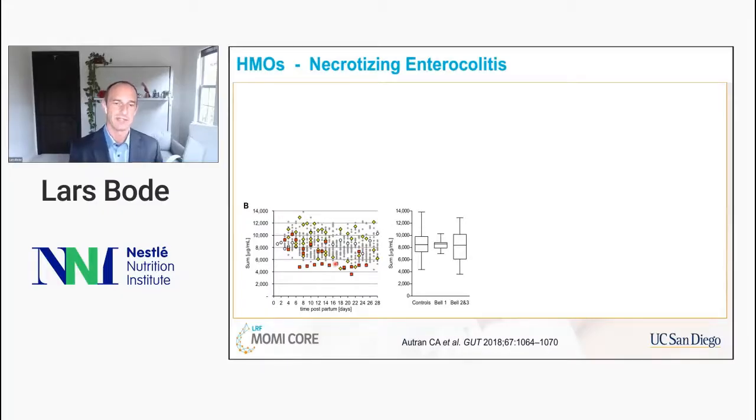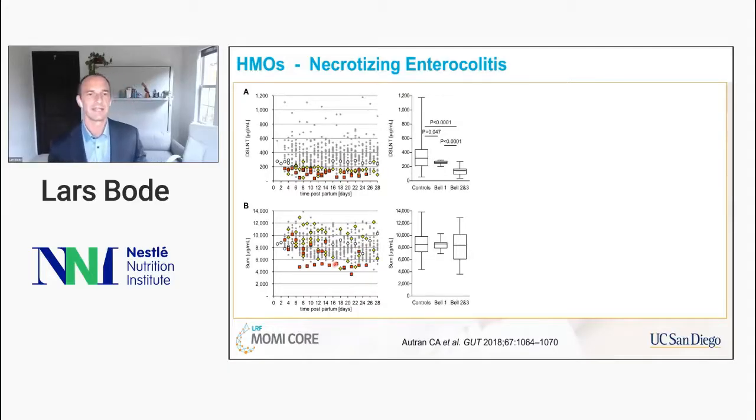The hypothesis was that there is this one oligosaccharide, DSLNT, that is potentially less in milk samples fed to infants that later develop NEC. And here is the data for DSLNT. It's exactly what we had hypothesized. Again, gray dots are the controls. Now the Bell stage 2 and 3 samples all cluster in the lower concentrations of DSLNT, which means there is less DSLNT, less of the protective oligosaccharide, in the milk samples that were given to infants that later developed NEC.